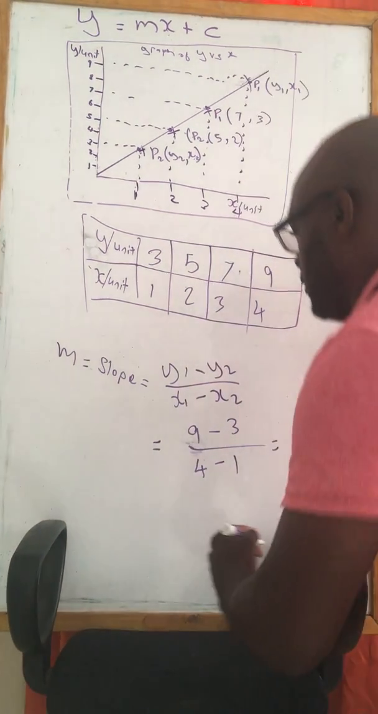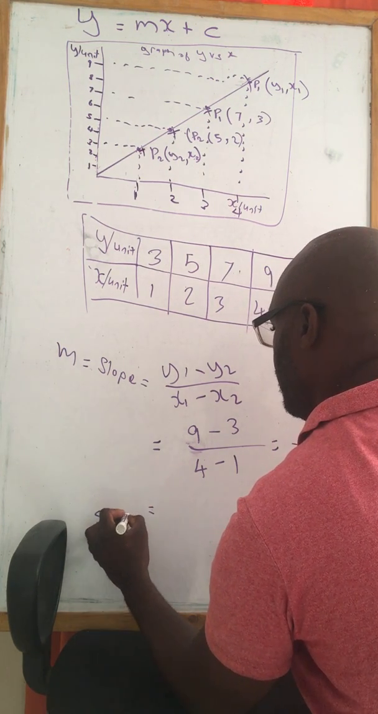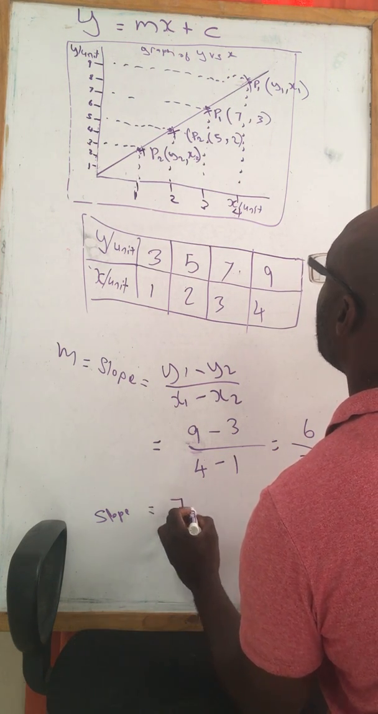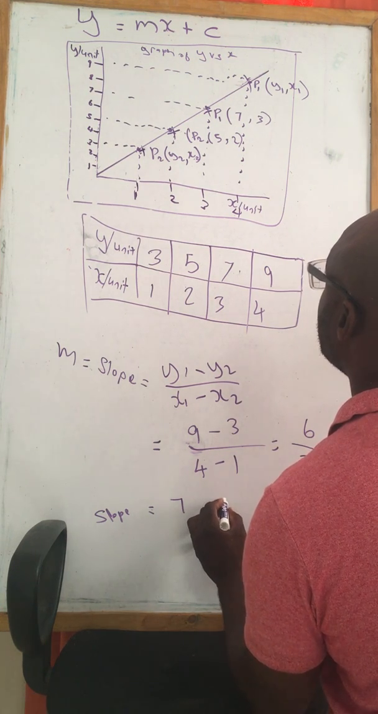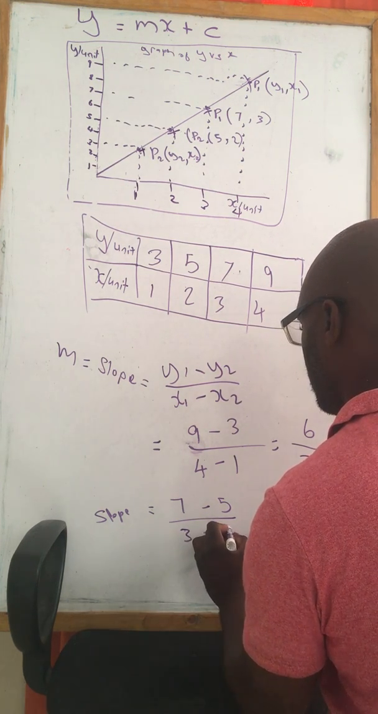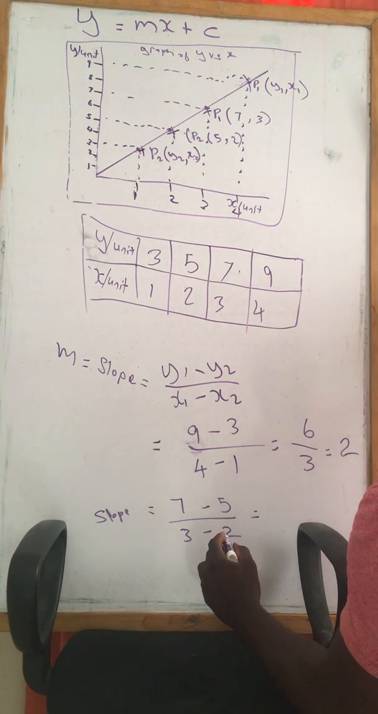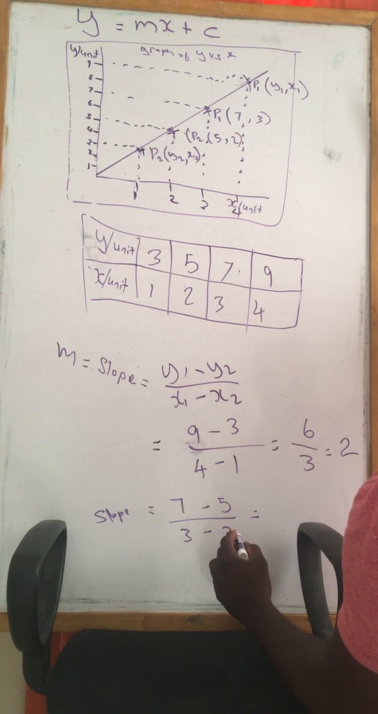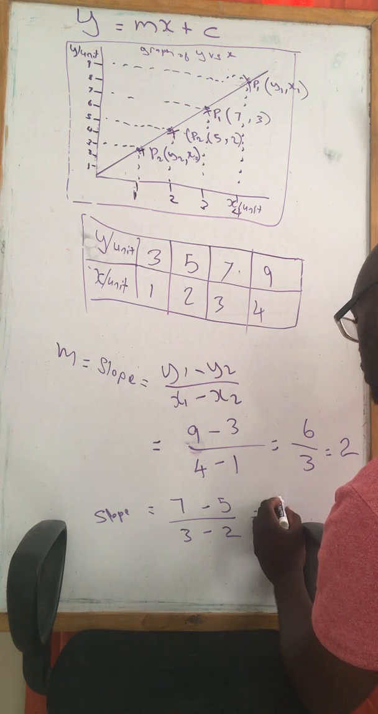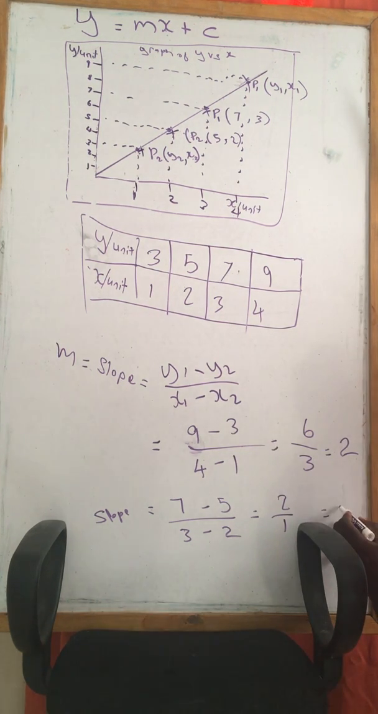So then the slope is equal to my y1 here would be 7 minus 5 over 3 minus 2, and that is equal to 2 divided by 1, which is also equal to 2.